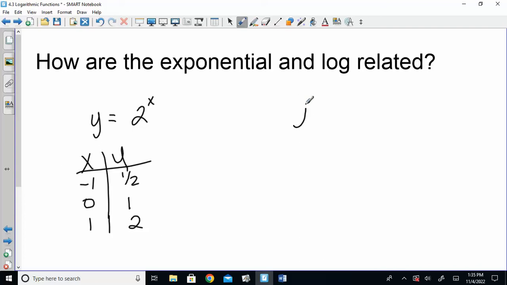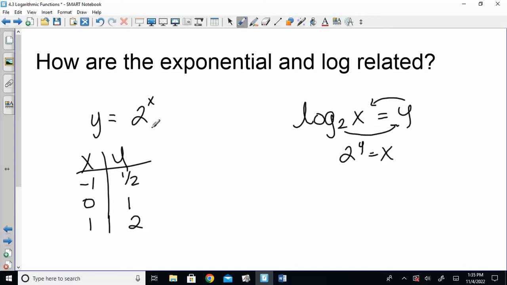Okay. So what if I asked you to graph log base 2 of x? So we set that equal to y. This is a little bit harder to think about, but we could change it to an exponential. If I change this to an exponential, what would it be? 2 to the y equals x. How are these two related? What happened? X and y flipped, right? Inverses. They are inverses of each other.